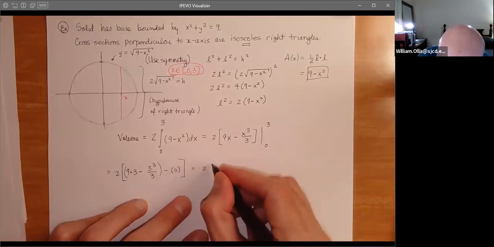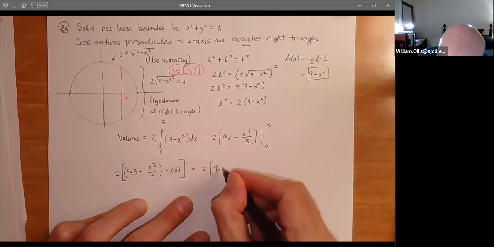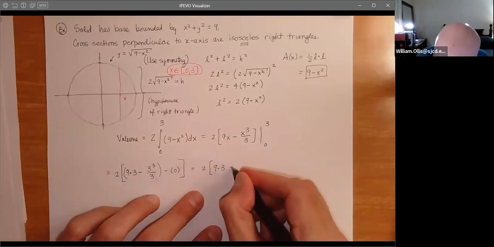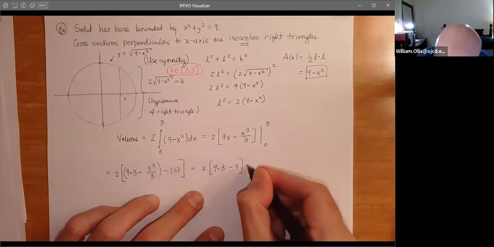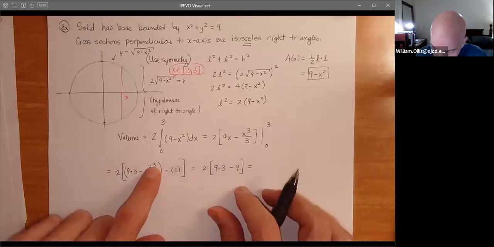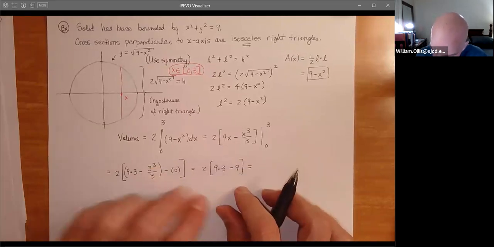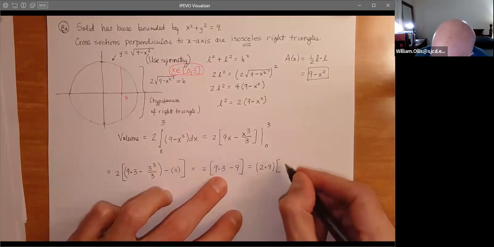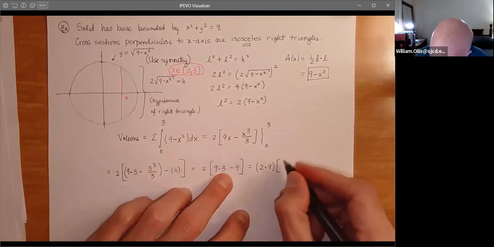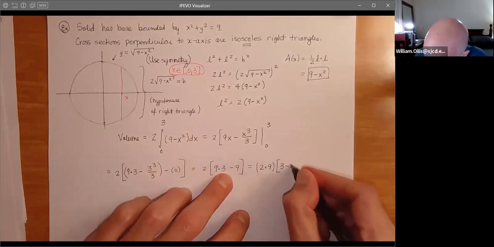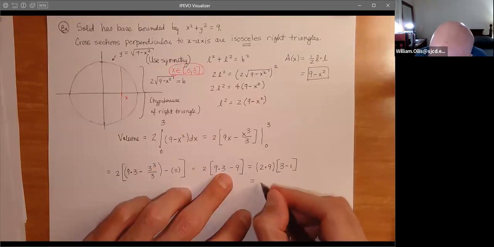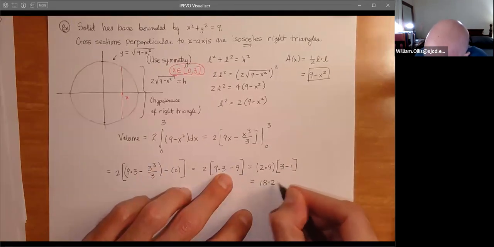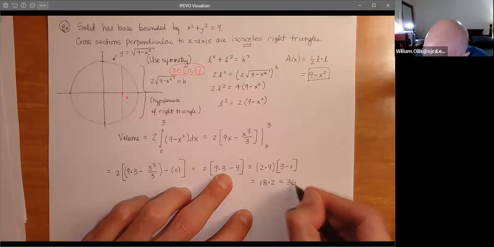So we have 2 times 9 times 3, and then, of course, minus a 9. Again, 3 cubed over 3 just leaves us 3 squared, which is a 9. So we have 2 times 9, and this leaves us, of course, with a 3 minus a 1. So this is 18 times 2, which is 36.